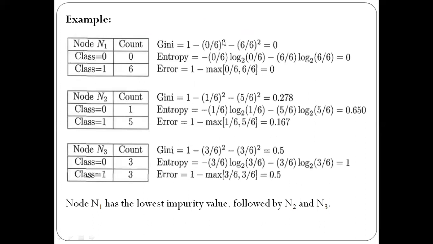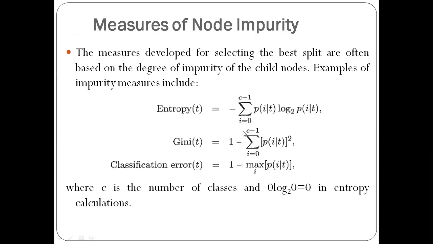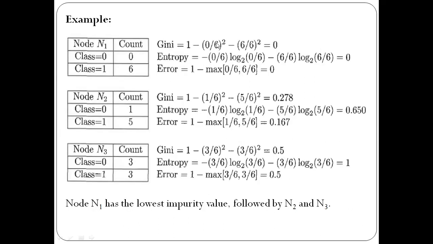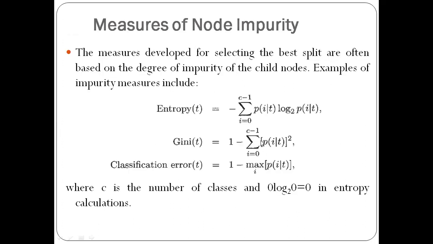Okay, so out of 6 records, the square I need to consider. This is the first term in the summation, so it will become minus here. Since there is minus here, 1 minus (0 by 6) whole square is nothing but P of I condition on t whole square. That is for I is equal to 0, that is for the first term.